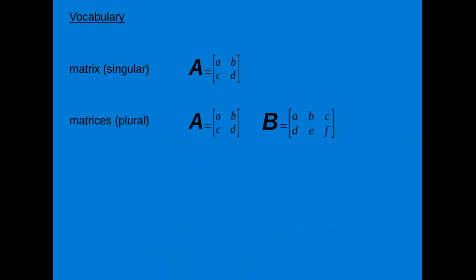Matrices is the plural, so here we have 2 matrices, A and B. Notice that they have different configurations. The matrix A is 2 by 2, 2 rows and 2 columns. The matrix B is 2 by 3, 2 rows and 3 columns. Both of these matrices are 2-dimensional, or 2D.